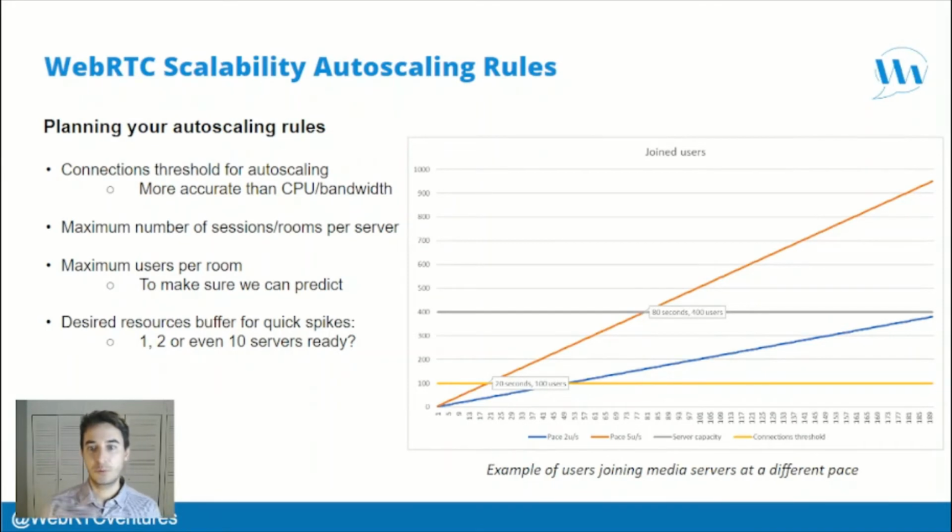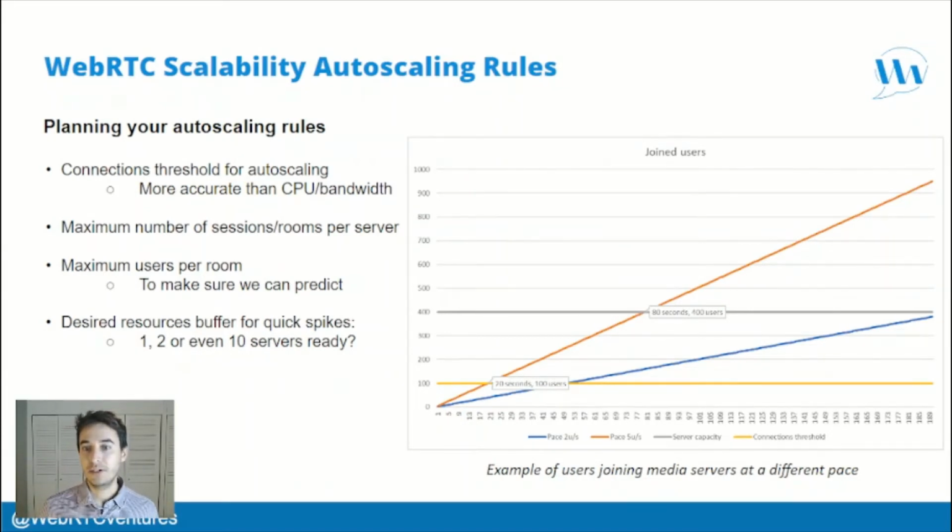So if we were at a pace of 2 users per second, we would be totally fine, because once we reach the threshold, we would have enough time to start a new server. But usually servers take some time, more than a minute, to be ready. So in our case, we calculated that would take about a minute.